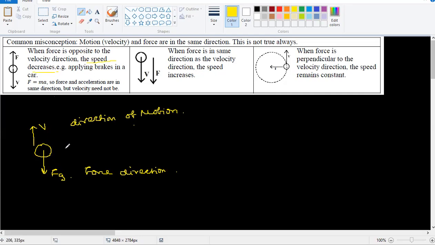Another example, you can take down this example: applying the brakes in a car. The brakes are applying the force in the opposite direction, so the speed keeps on decreasing.